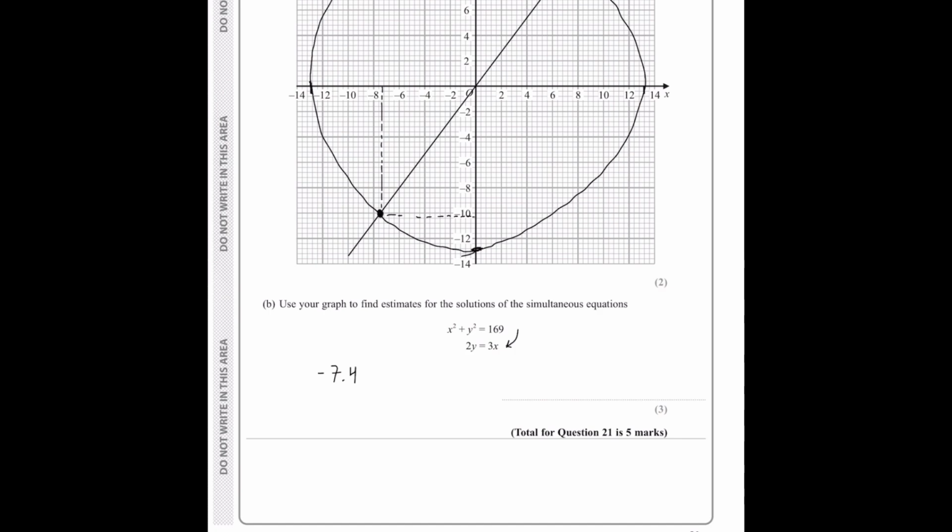And then if we look closely here, we get a value of around 10.7. Negative 10.7 to be specific. And since we're dealing with exactly the same on the other side, we would have 7.4 and 10.7 again. So then our two estimated solutions would be negative 7.4, negative 10.7, and 7.4, 10.7.